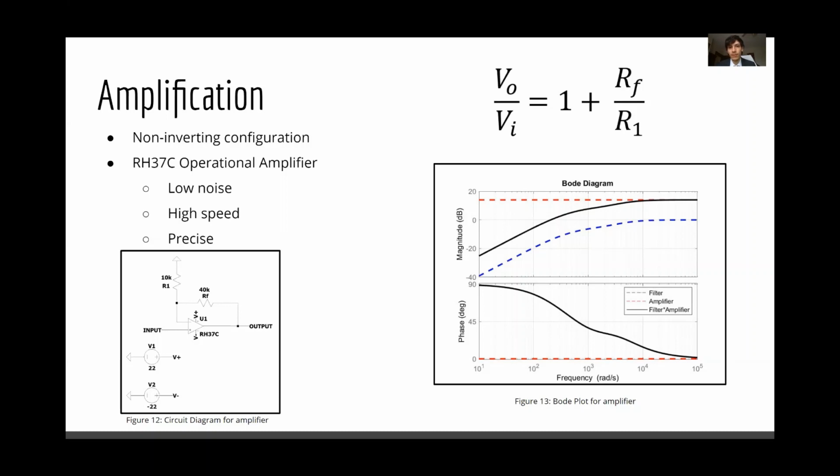Using MATLAB, we can look at what the frequency response of the filter, amplifier, and both systems in series would look like. As you can see, when we have both systems in series, we are able to block low frequencies and provide gain at high frequencies.